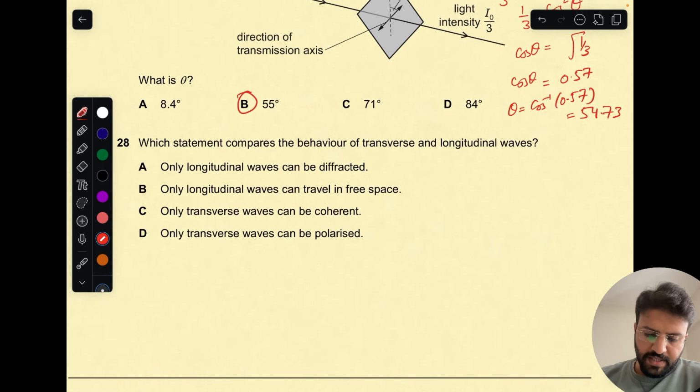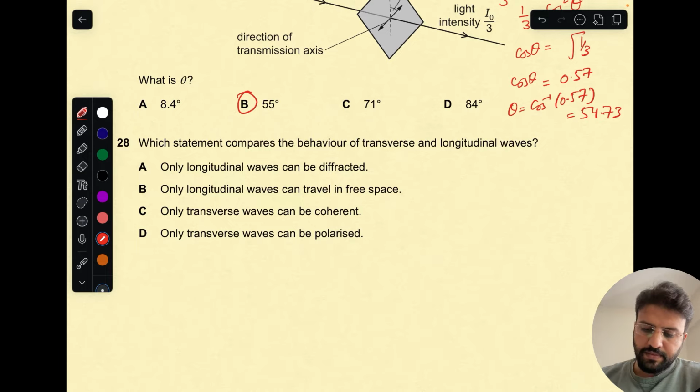Moving forward, which statement compares the behavior of transverse and longitudinal waves? Transverse wave is the only wave that can be polarized. We can't polarize longitudinal waves. So option D is correct.